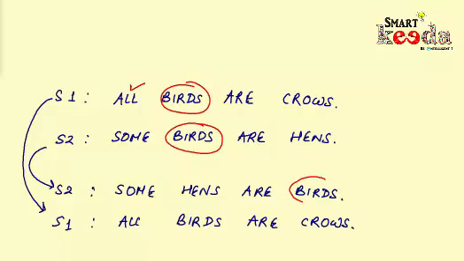Now you can see that the middle term, which is birds here, is in the predicate part of the first statement, which is actually the second statement, and it is in the subject part of the second statement, which is actually the first statement. And after the alignment, the statements make a Z shape with the middle term at both the ends of the diagonal. So friends, after the rearrangement, you can see that the statements are in a proper alignment and they satisfy both the rule number 1 and the rule number 2.